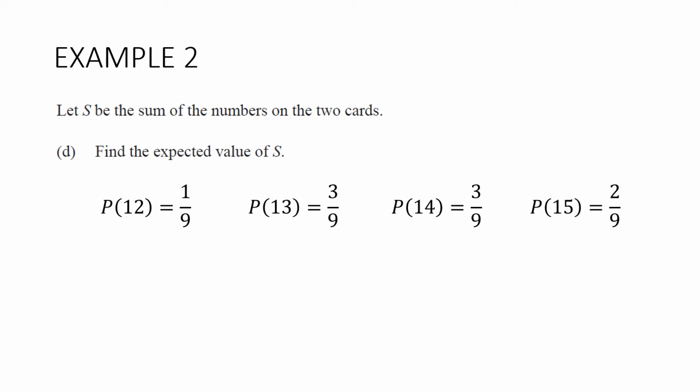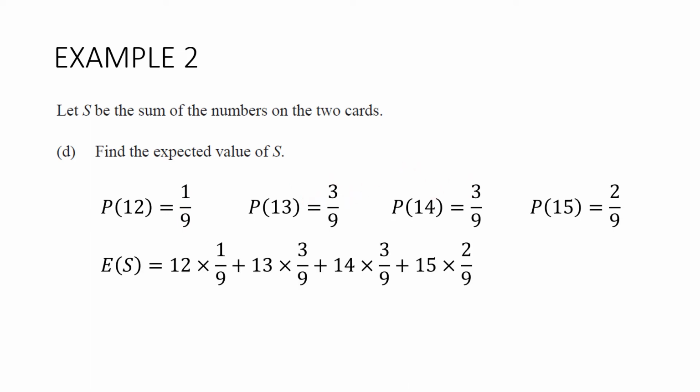Part D, find the expected value of S. So here's our probabilities. All we want to do is multiply our outcome by its related probability and add all of those up. So the expected value of S this time is going to be 12 times 1/9 plus 13 times 3/9 plus 14 times 3/9 plus 15 times 2/9. And in the calculator I get 13.7.